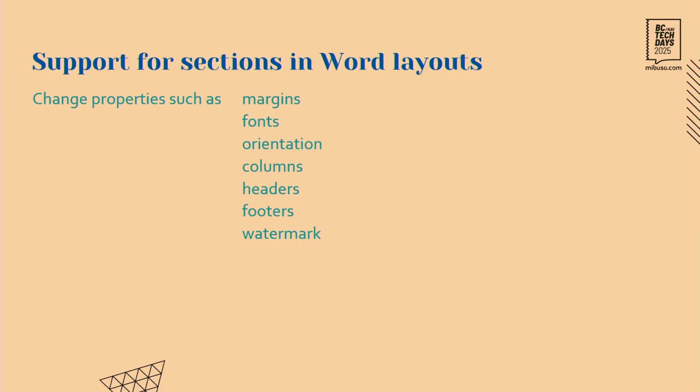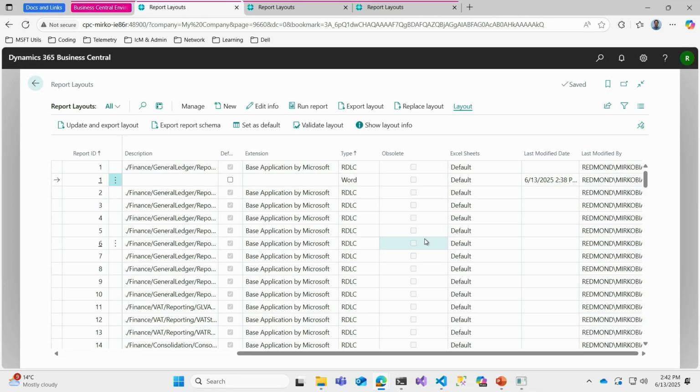We also have full support for sections. That means that we can now finally go and change properties like margins, orientation. We can add footers, watermarks, whatever you want to do with sections. It is now finally supported. So all of that, let's see how we can actually use these tools in Word. And let's take an example and see how we can make them more flexible and have more fun.